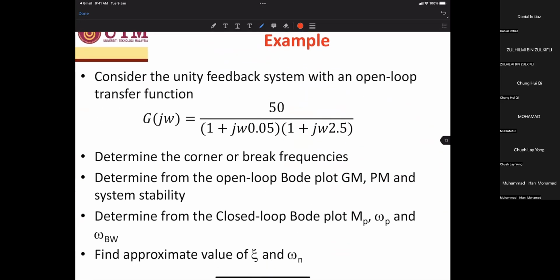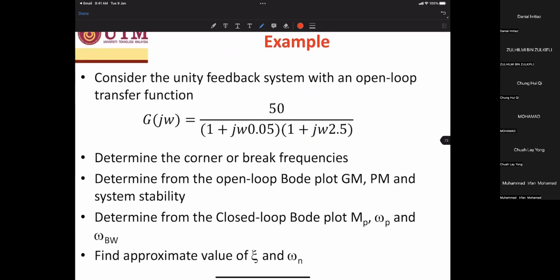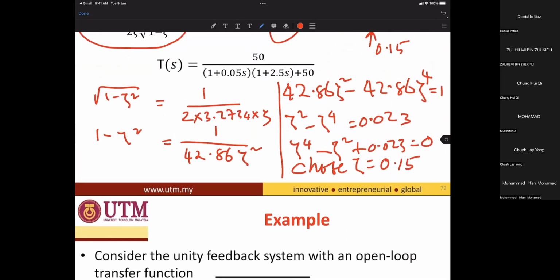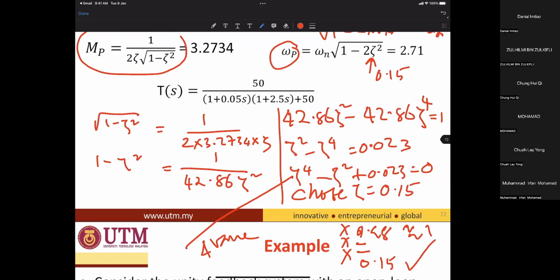Okay, next example is about the same. I did not quite understand the critical damping part. Why choose it, when there are four values? One value is 0.98, another is negative, another is 4. Negative damping is not taken. 0.98 is critical damping, which is equal to 1, so we choose 0.15, under damped.